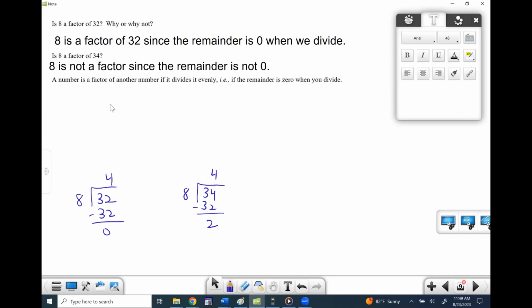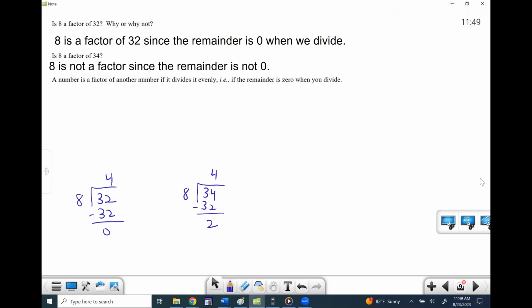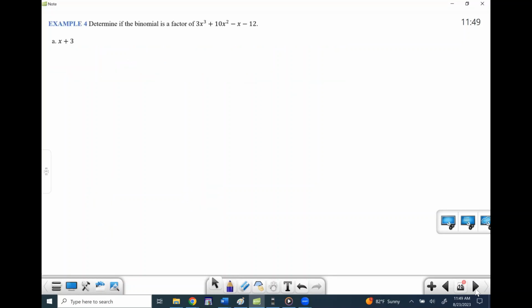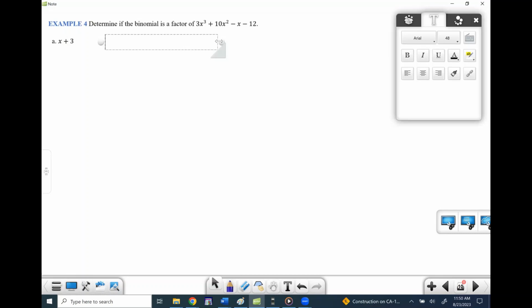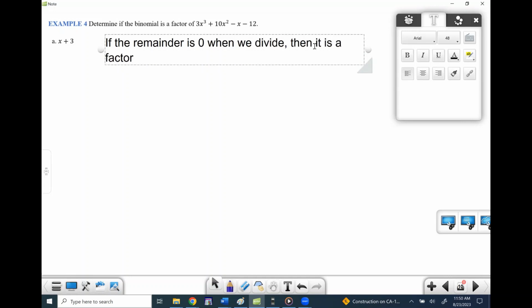All right, so basically, to sum it up, a number is a factor of another number if it divides it evenly. In other words, if the remainder is 0 when you divide. All right, so we look at this question. It says, determine if the binomial is a factor. So we just have to divide and see if the remainder is 0, right? That's going to be our plan of attack, okay? If the remainder is 0 when we divide, then it is a factor.